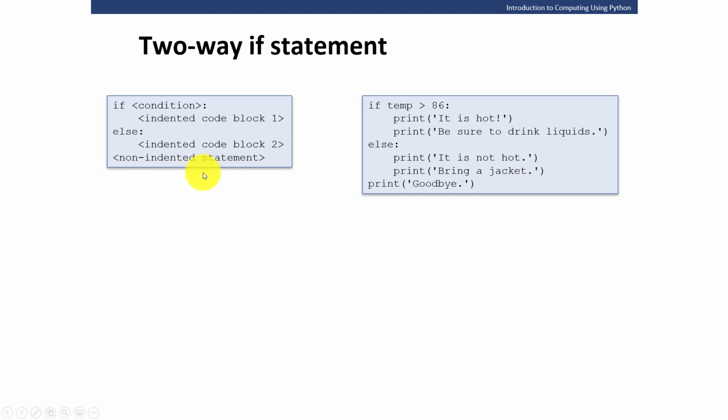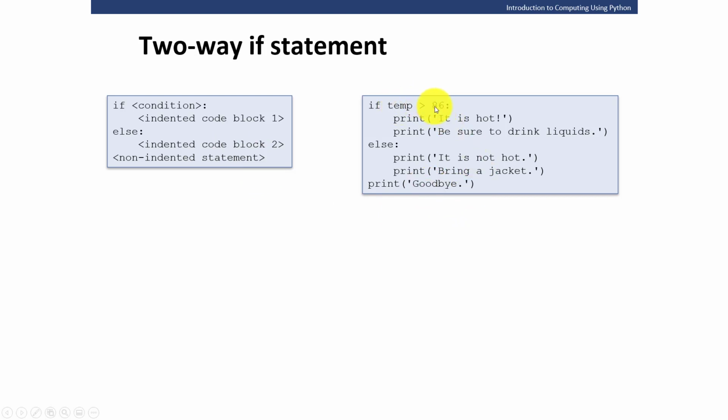Now the two-way if statement. If the condition is satisfied, you will do something, and otherwise, you will do something else. So you have the if, you specify the condition, and don't forget the colon here. And after that, else, to specify what to do if the condition is false, you will do another statement. And at the end, you can un-indent the statement that you want to do, in my case, goodbye, which will be printed otherwise.